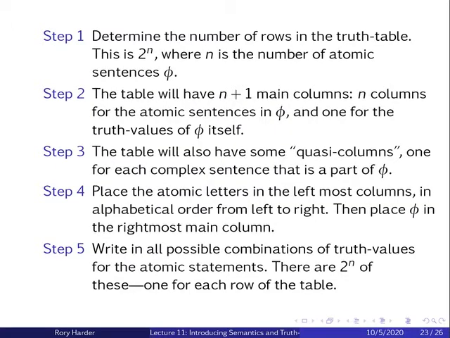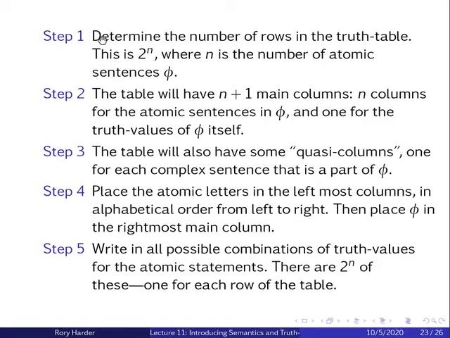So the first step, step 1. You begin with your sentence phi, and this can be as complicated as you want. The first step is you determine the number of rows that will be in the truth table. And the number of rows is 2 to the power of n, where n is the number of atomic sentences in phi. Now, the second step is that the table will have n plus 1 main columns. It will have n columns for the atomic sentences in phi, and 1 for the truth values of phi itself.